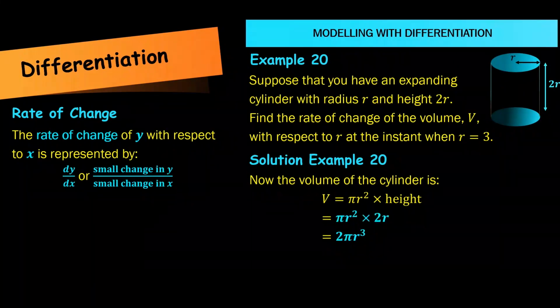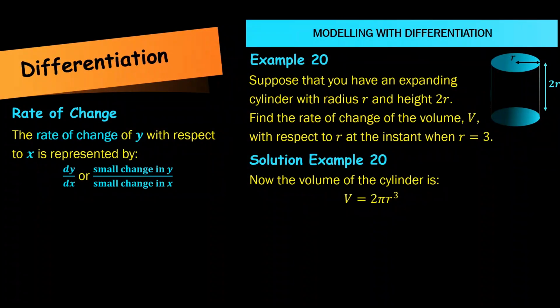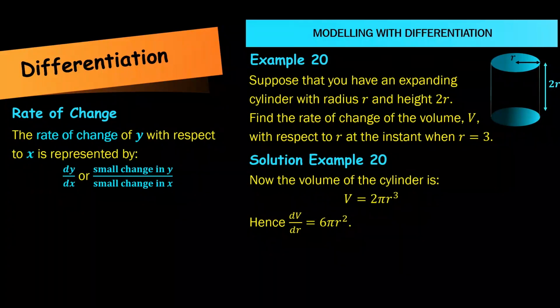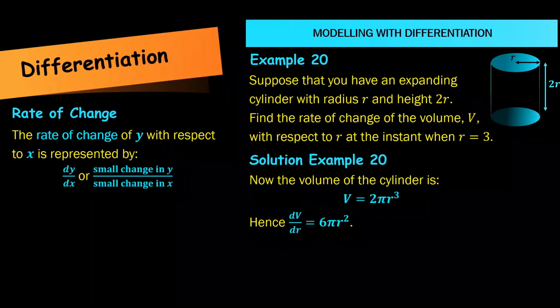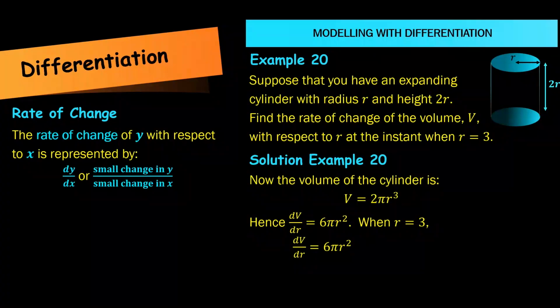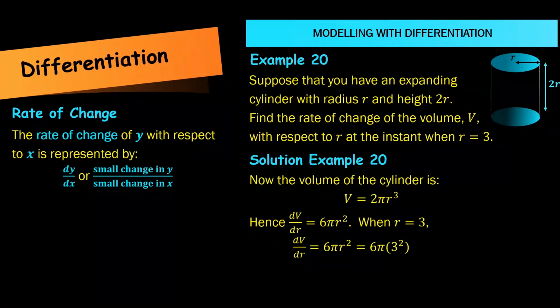And therefore if we differentiate, we obtain 6 pi r squared. Now when r is equal to 3, dV dr, which is equal to 6 pi r squared, becomes 6 pi 3 squared, because we're substituting r equals 3 into the formula. And this gives us 54 pi.